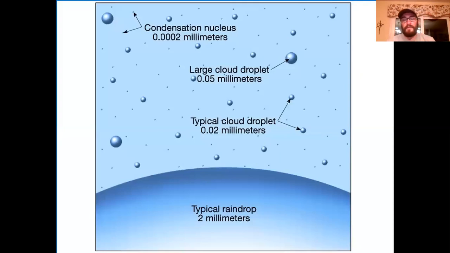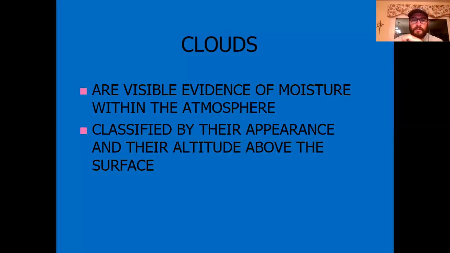They're usually very small. This is the size of a typical raindrop, 2 millimeters, and these are cloud droplets, and then these are their relative size. So when we're talking about these particles, they're extremely small, and you can't normally see them with the eye.